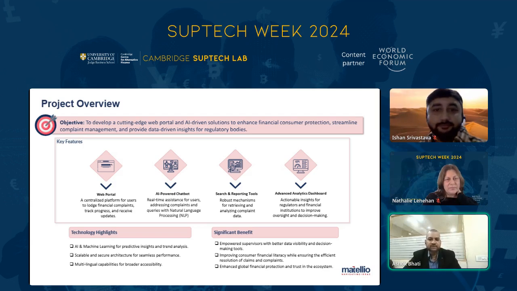The objective of this project is to create a modern and efficient web portal which is powered by AI. The platform is designed to enhance financial consumer protection by enabling users to submit complaints and track their resolution. It also streamlines the complaint management process for regulatory bodies while providing data-driven insight to help them make informed decisions. Let's move to key features.